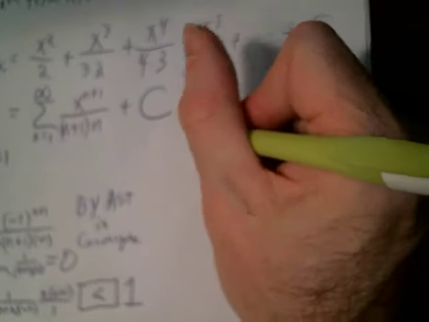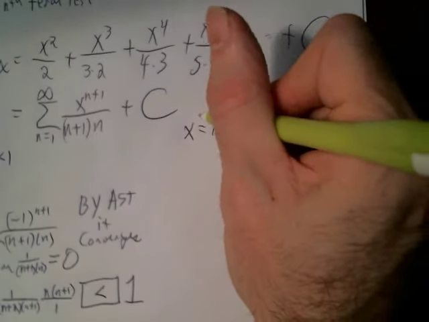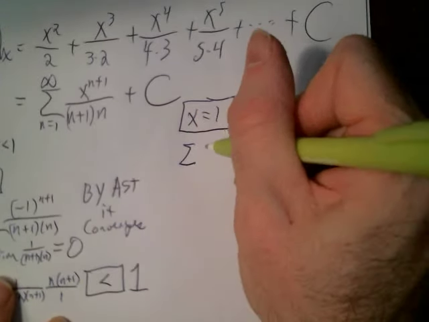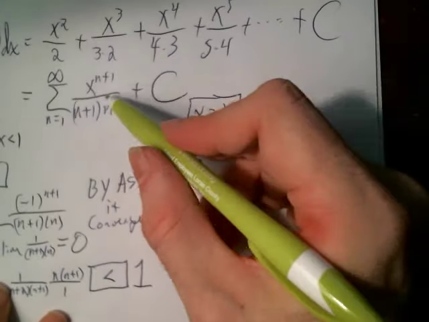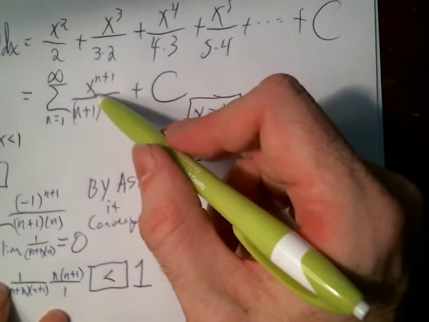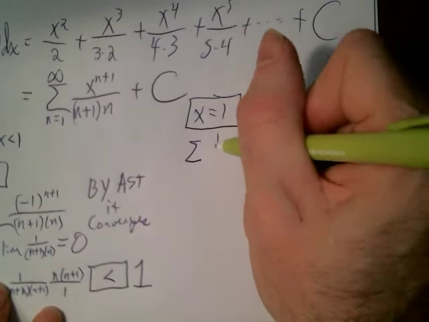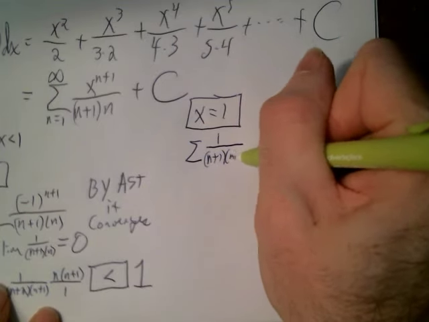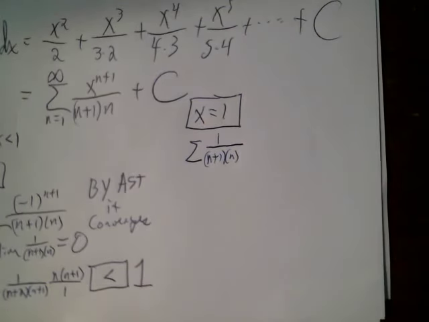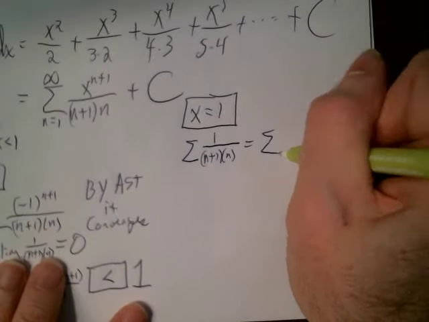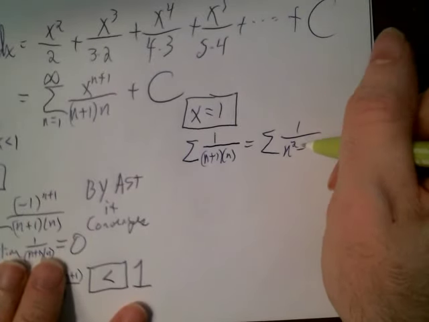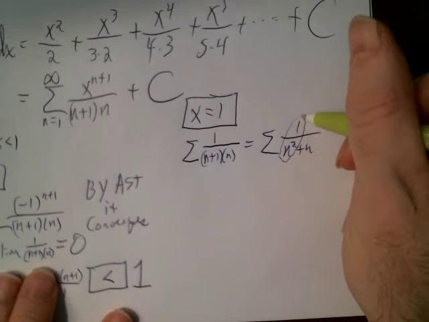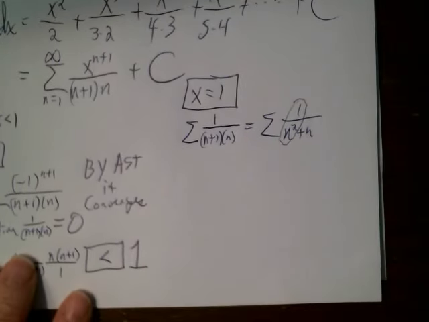On the other hand, when x is equal to 1, what do we have? We have the series of 1 to the n plus 1, and 1 to any power is just 1, so we can just write 1 all over n plus 1 times n. This is equal to the series of 1 all over n squared plus n, which looks suspiciously a lot like the series of 1 over n squared, which is a p-series.